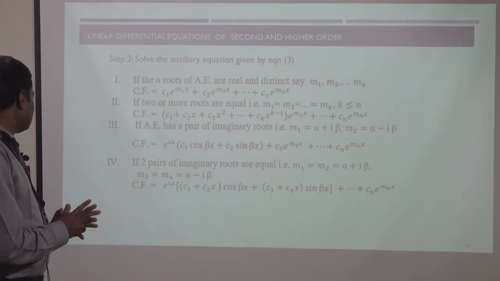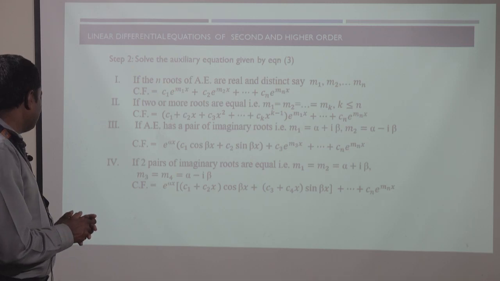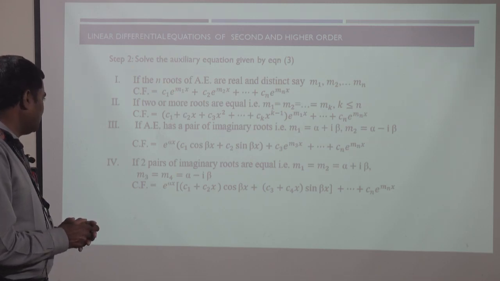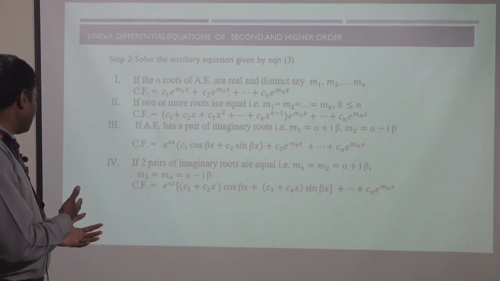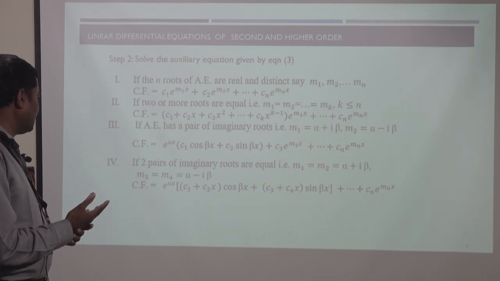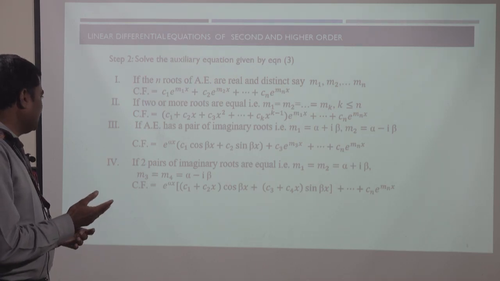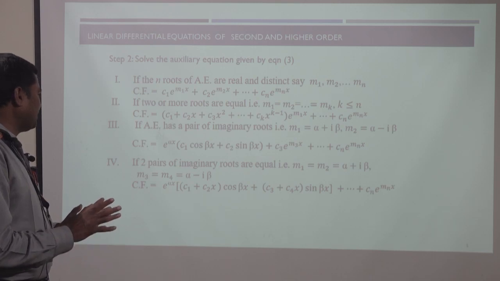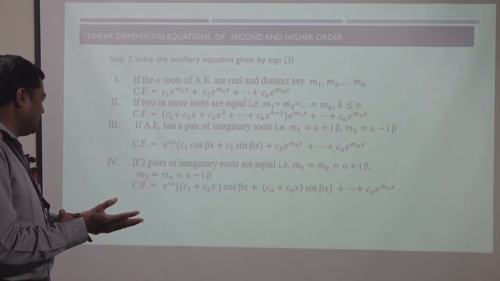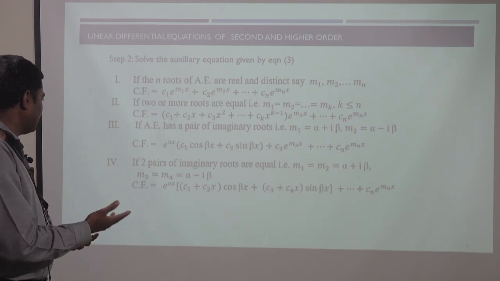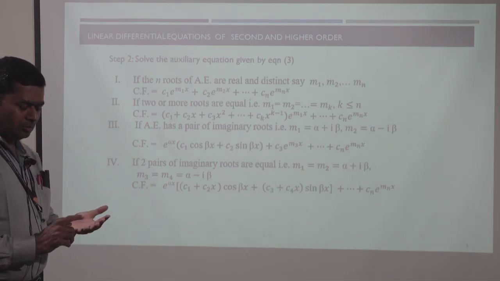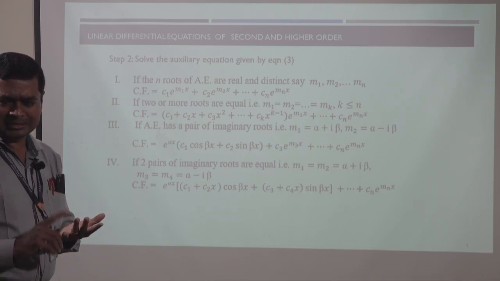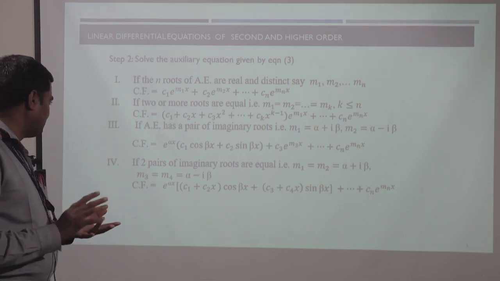So this is the second case. If two or more roots are equal, that is m1 equal to m2 equal to m3 and so on up to mk, where k is less than or equal to n, we can write the complementary function as (c1 + c2x + c3x² + ... + ck x^(k-1)) e to the power of m1x. Next, for the remaining real roots, as usual in the first case, we apply cn e to the power of mnx. So this is the second case. The first case is roots real and distinct, the second case is roots repeated.